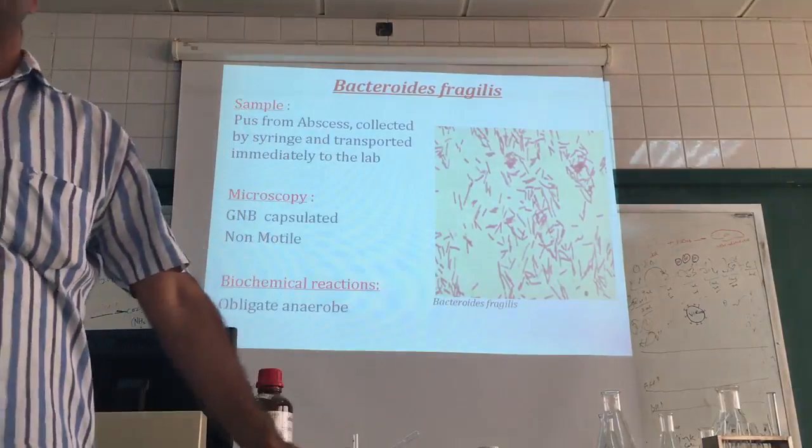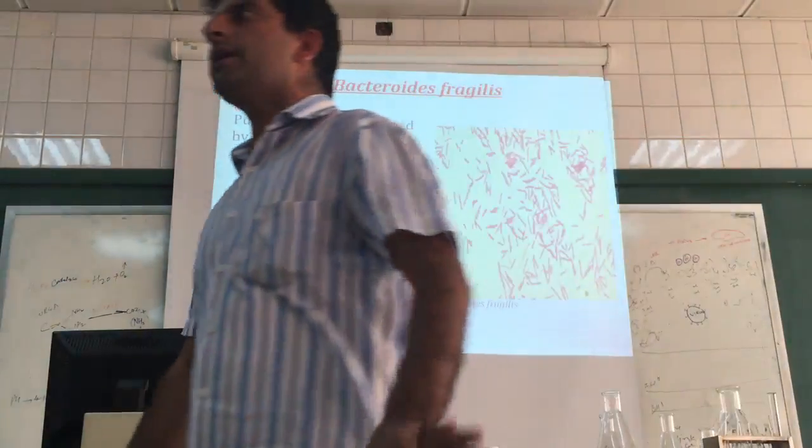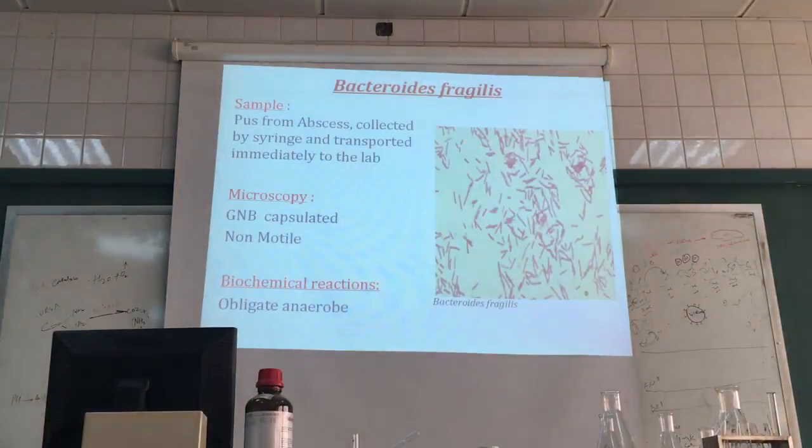It will die immediately. Okay? An obligate anaerobe should be present in the absence of oxygen. So if you need to grow this bacteria in the laboratory, you need an anaerobic jar. That will stop the oxygen supply to this microbe.